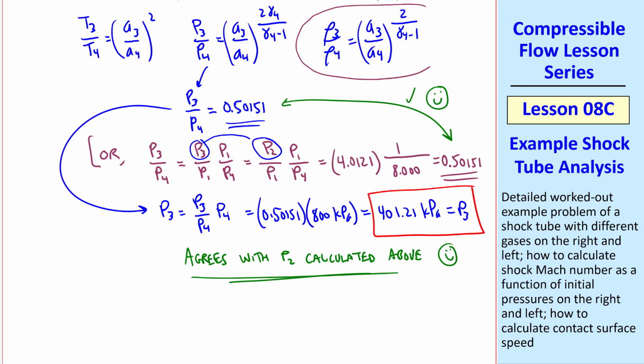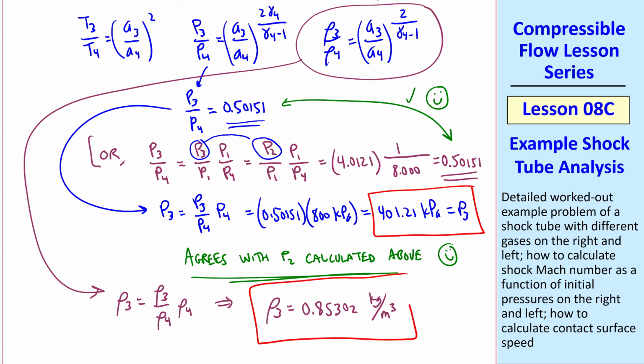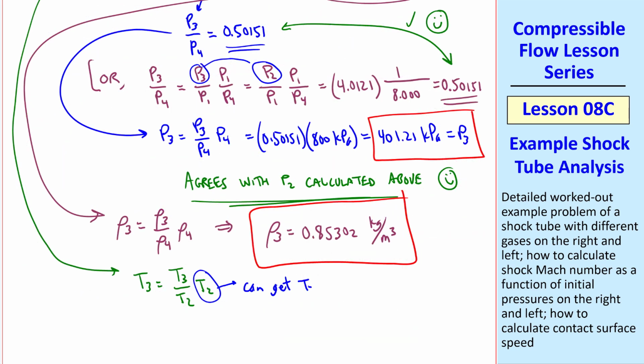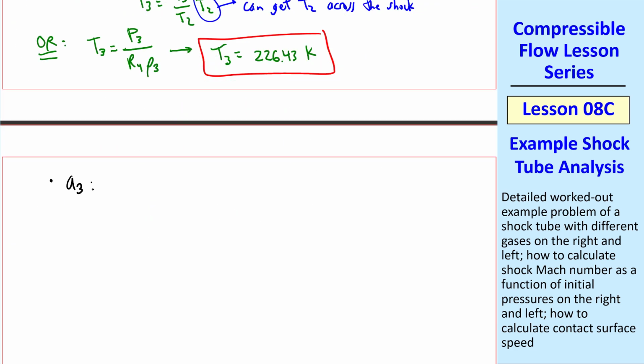In similar fashion, this density ratio equation can be used to calculate rho 3 as rho 3 over rho 4 times rho 4, and we had calculated rho 4 previously. So rho 3 turns out to be 0.85302 kilograms per meter cubed. Finally, the temperature comes from this equation, and we can get T2 across the shock. Or T3 is simply P3 over R4 rho 3 from the ideal gas law. So T3 is 226.43 K. We can also calculate a3 then.